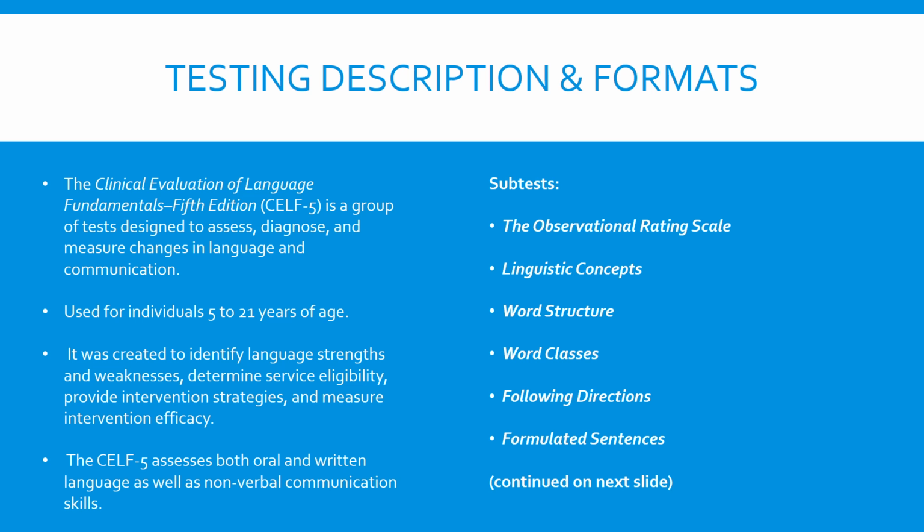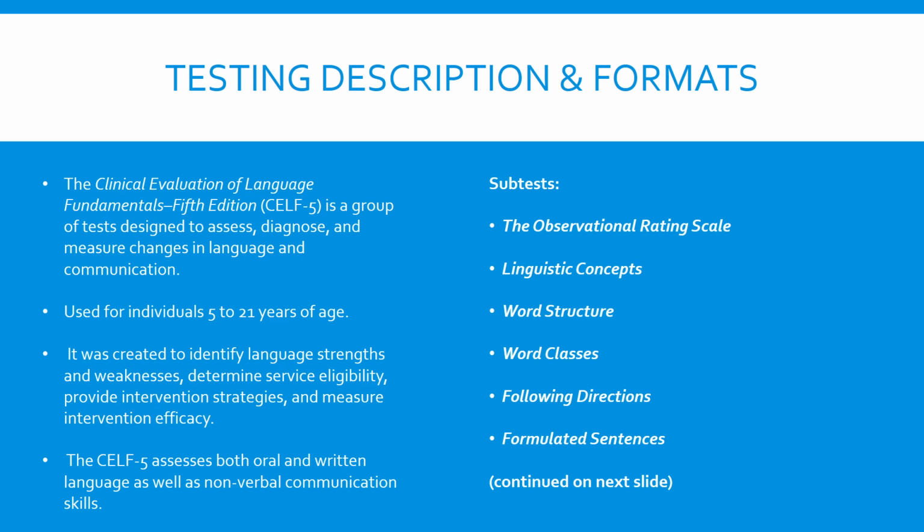Then we have linguistic concepts, which has 25 items, and it's also only used for the 5 through 8-year-olds. It's about their ability to interpret and follow verbally presented instructions with logical operations. So basically, children are required to identify objects that correspond with the examiner's verbal descriptions.